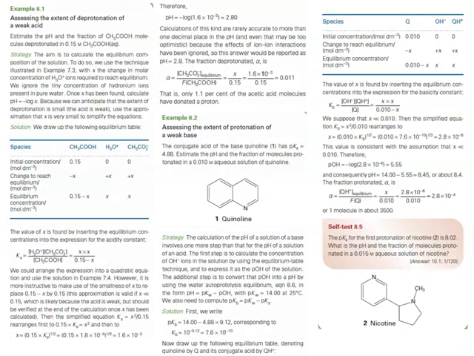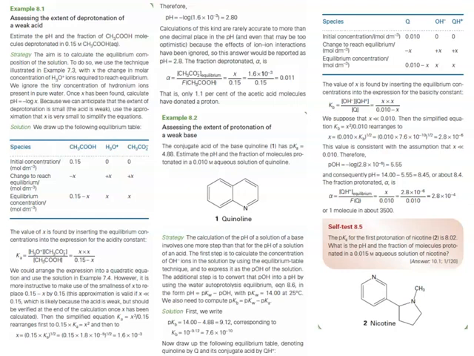So, let's do a few examples. Example 1, assessing the extent of deprotonation of a weak acid. The question is, estimate the pH and the fraction of acetic acid molecules deprotonated in a 0.15 molar aqueous solution of acetic acid. Now, the strategy for this is, the aim is to calculate the equilibrium composition of the solution.